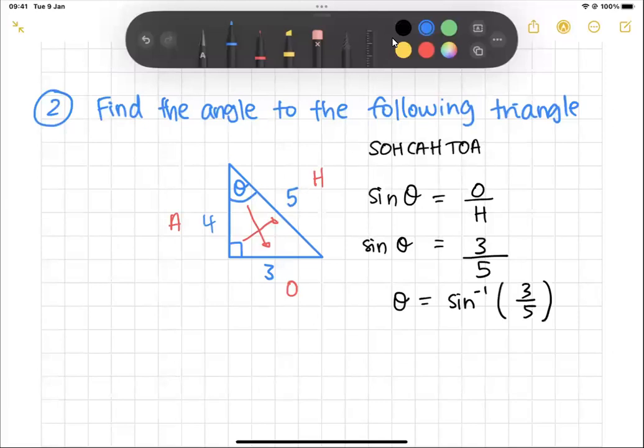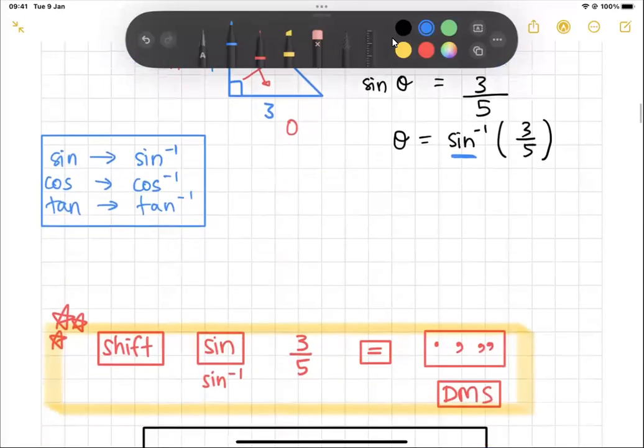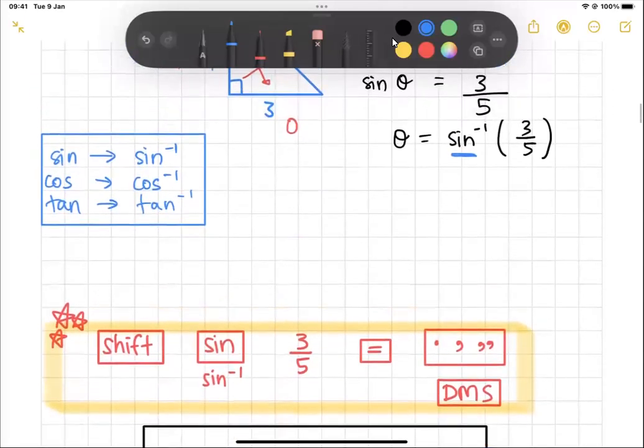Now I'm going to write here as a little note, the opposite of sine is sine inverse. For cos, the exact same, it'll be cos inverse. And lucky last, tan will be the exact same, but it'll be tan inverse. You can find that on your calculator. Anytime that you're trying to find an angle, this is what you're going to be using. Put that into your calculator, just like this.